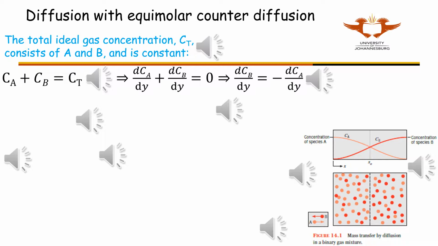After the differentiation, you can see that the slope of A and the slope of B are equal with respect to distance y, but with the concentration of A decreasing, and the concentration of B increasing, as you move along y.